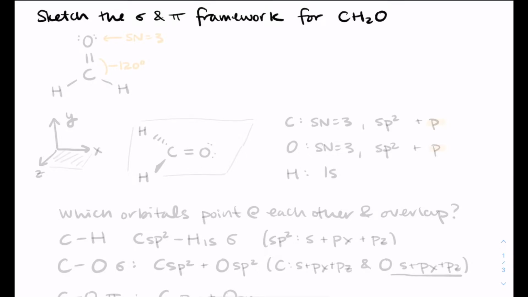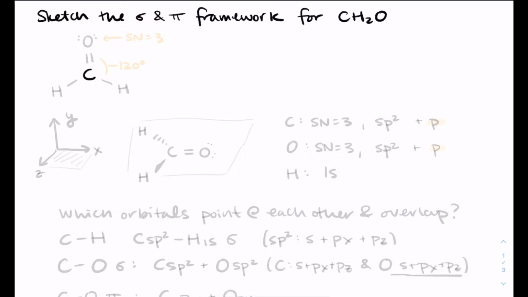Okay, so let's work through a full example and show how you would determine how to hybridize what's on each atom, what to include in your pictures, how to figure out what pictures you need, and get all of the drawings of our hybrid orbitals. So we're going to sketch the sigma and pi framework for CH2O.